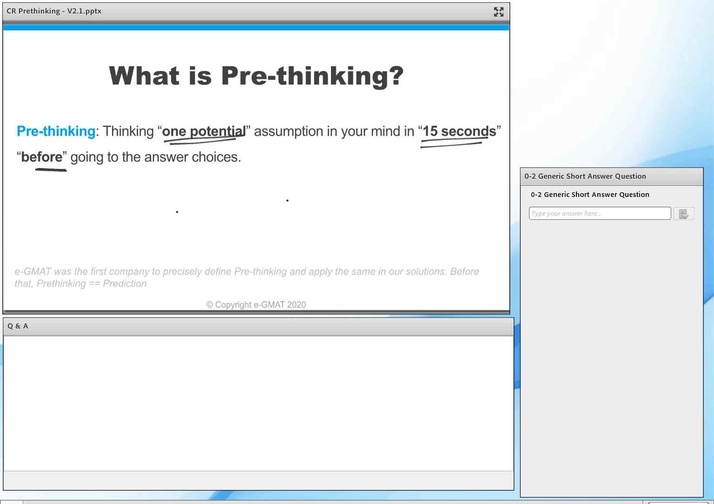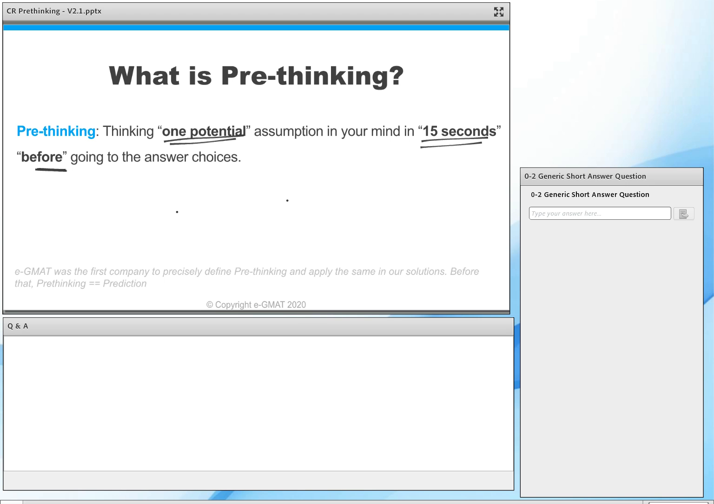Now, you won't be able to do this in 15 seconds in this session or even tomorrow or the day after tomorrow. But if you put in the effort for about 4 days, you'd be able to do this in about 15 seconds. When I say 4 days, I mean about 8 to 10 hours or so. So it does require that rigor. But once you do this, the rewards are disproportionate. Critical reasoning becomes a piece of cake.